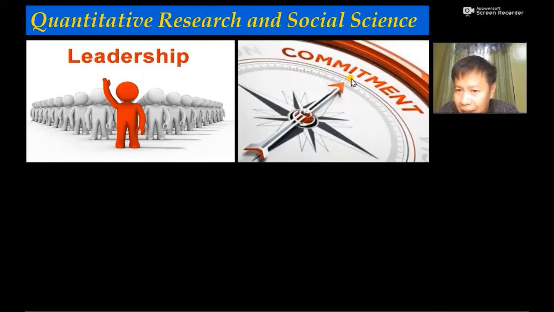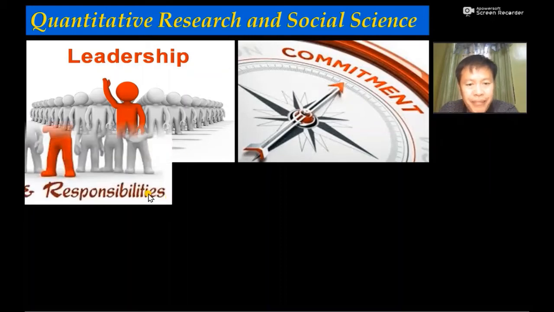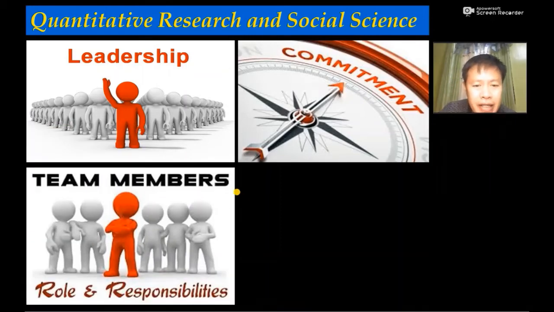We have commitment. You can do research about commitment. If the topic of research is about commitment, that is social science. And if you're doing research about the level of commitment of the teachers, that is quantitative research. We also have team members who have their roles and responsibilities, and that is one of the concerns of social science. You can do a quantitative research that will determine the extent of the roles and responsibilities of the team members of a certain organization.